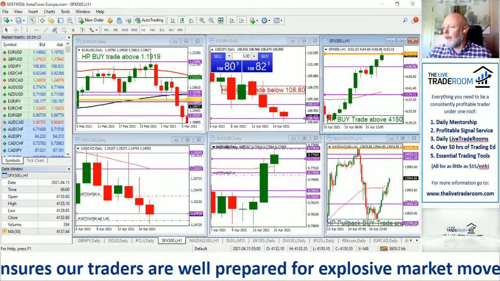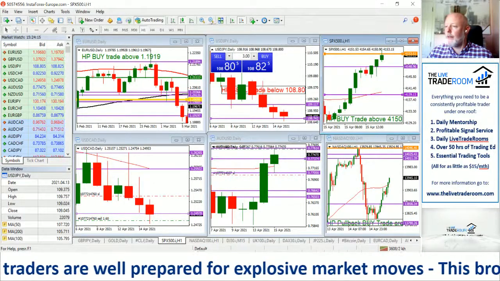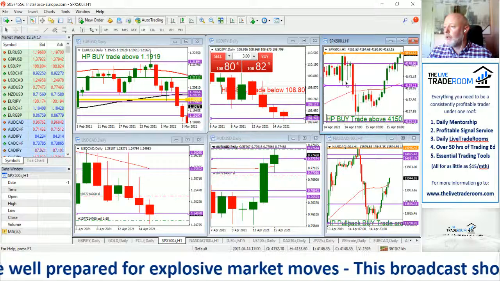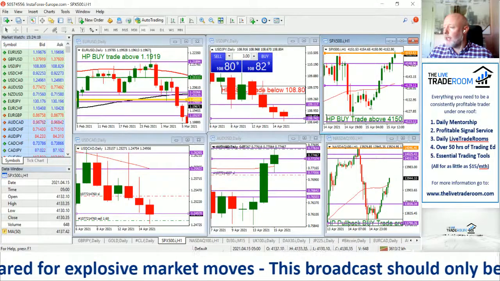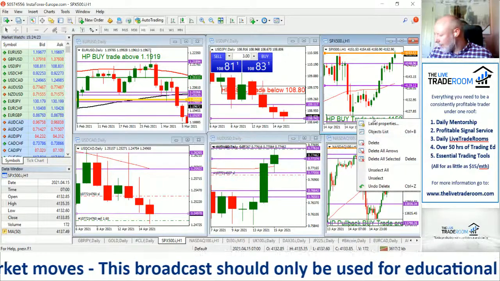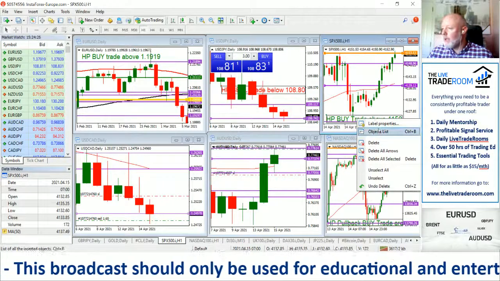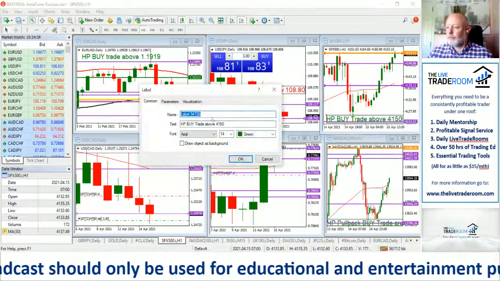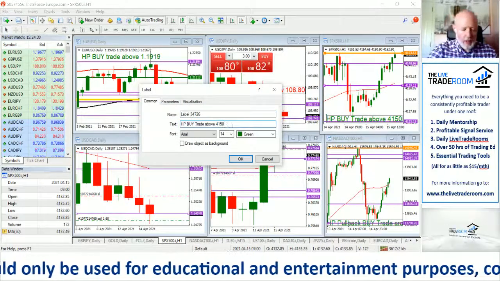So look, let's have a look at these markets and see. We're still looking for that high probability buy trade. It's actually above the 41.53 level, so we'll just correct that slightly.